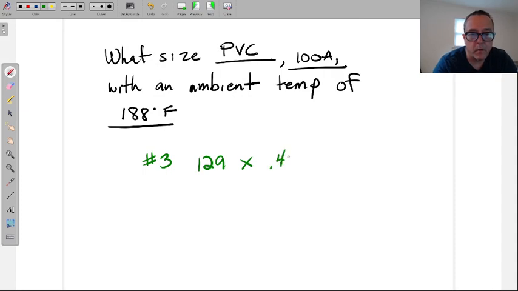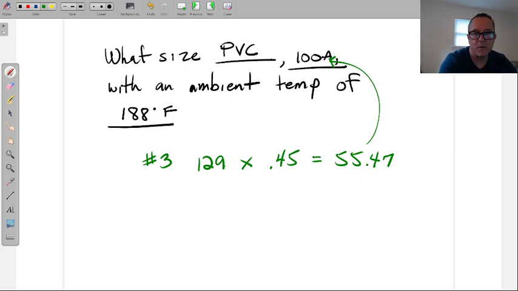Now, let's run this 0.45, and we could already take an educated guess here and go, you know what? 0.45 means I'm losing 55% of the wire's amperage. If I take 55% of 129, you're going to get way less than 100. But we'll run the math just so you can see this. Times 0.43 equals 55 amps. Well, wow, that is way too low. I have to cover 100, so 55, no way.